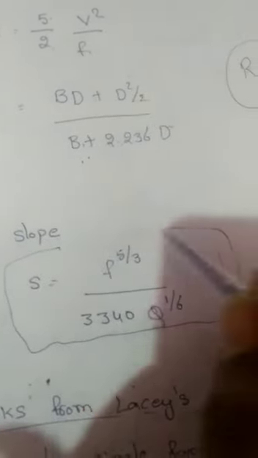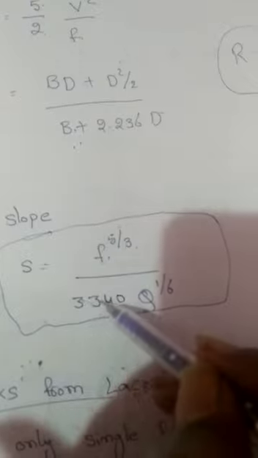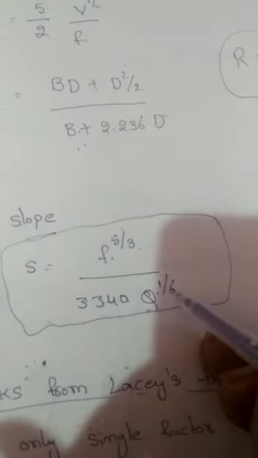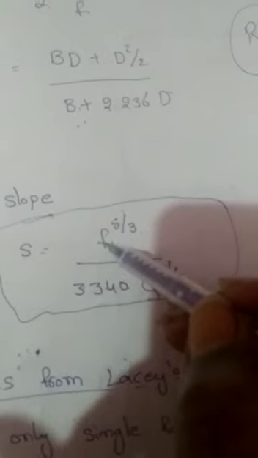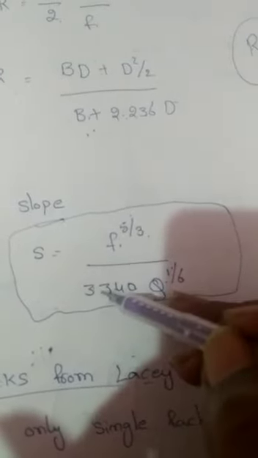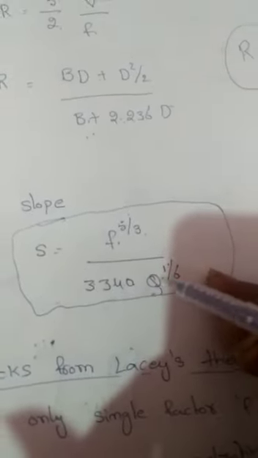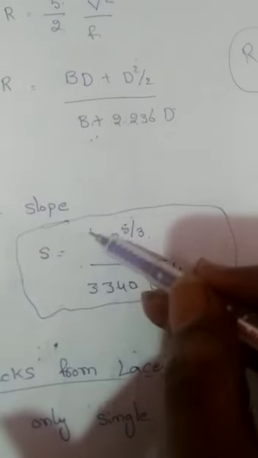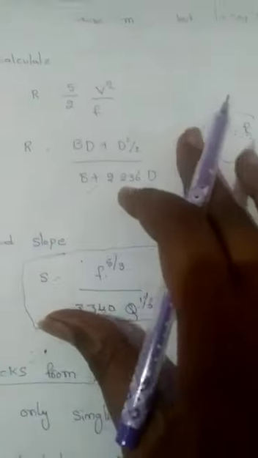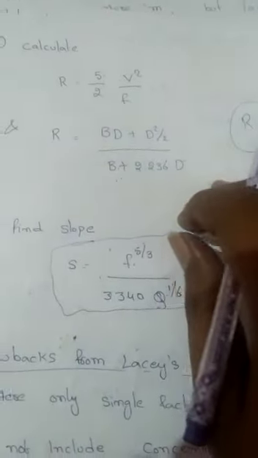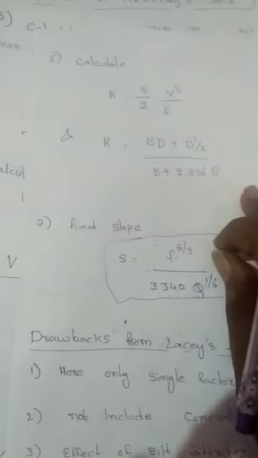Here it is clearly mentioned that the bed slope equation is S equal to F to the power of 5 by 3 divided by 3340 Q to the power of 1 by 6. Here F is the silt factor and Q is the discharge. This is the bed slope equation. So this is the design of a channel by using Lacey's theory.